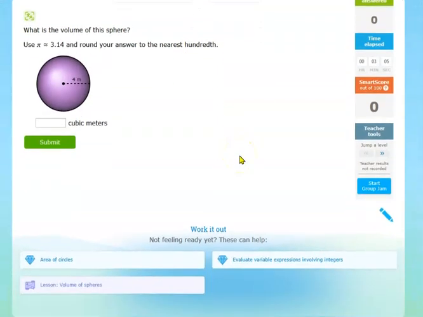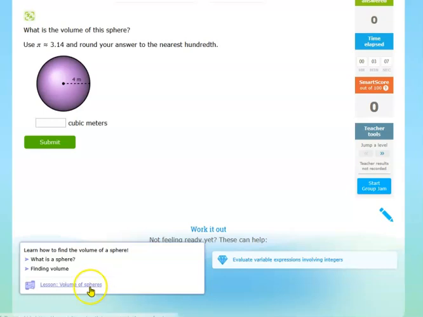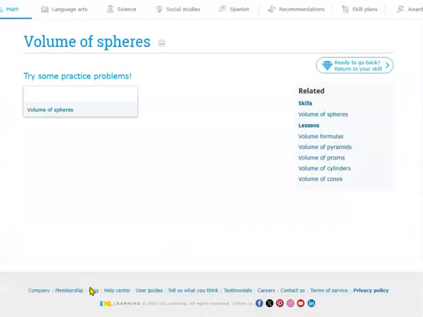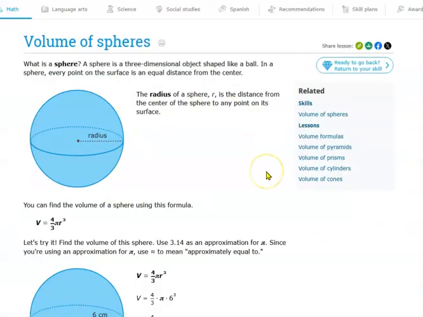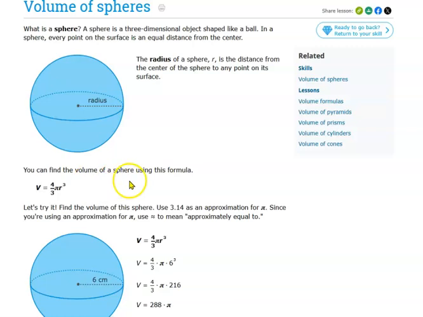Let's go look at the lesson that is included with this one. Click on volume of spheres. Let's see what they have to say. All right. So what is a sphere? A sphere is a three-dimensional object shaped like a ball. In a sphere, every point on the surface is an equal distance from the center, and this distance is called the radius. So the radius of a sphere, r, is the distance from the center of the sphere to any point on its surface. You can find the volume of a sphere using this formula.